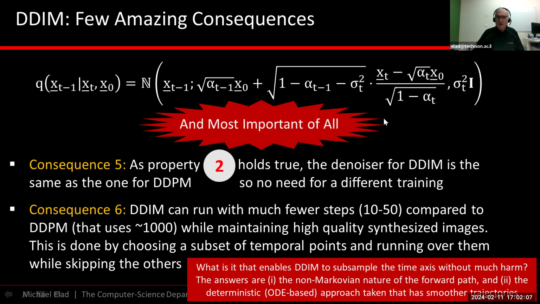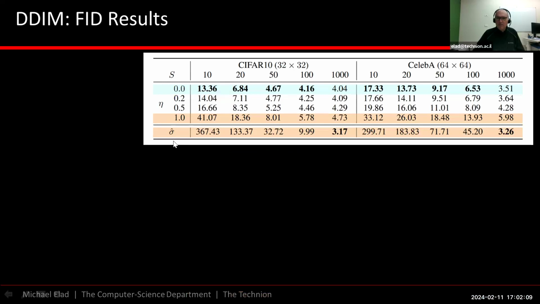Okay, so coming back to this table, let's look at the last line here. In CIFAR 10 and Celeb A, they tried 10, 20, 50, 100, and 1,000 steps. With 1,000 steps, you get a terrific FID, the best. But if you start decreasing the number of steps to 100, you start losing quality very fast. In fact, in Celeb A, the speed with which you lose quality is horrible. With 100 steps, you are already at 45, which is poor-looking images.